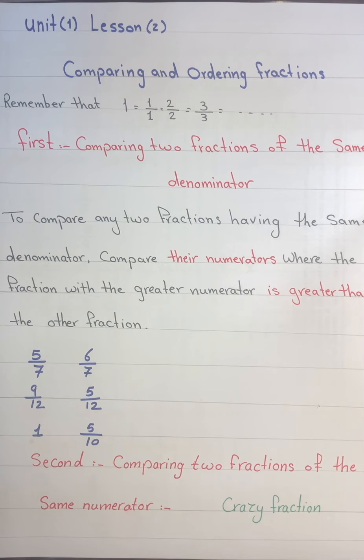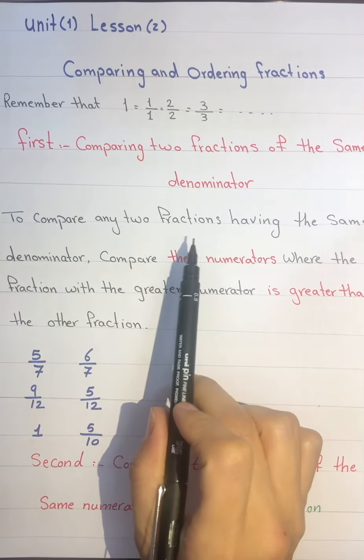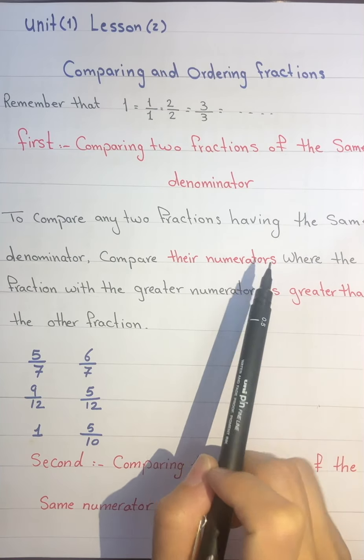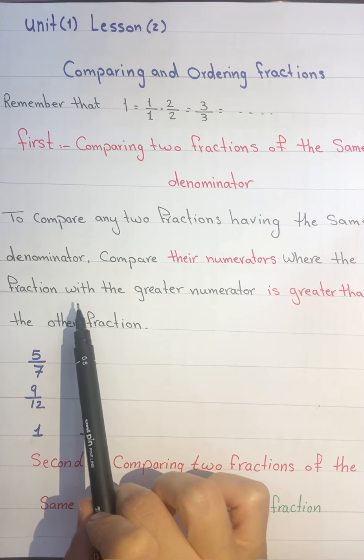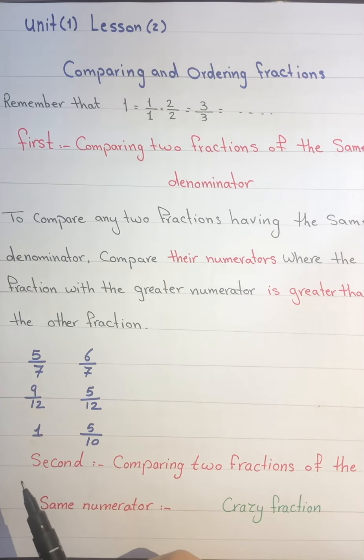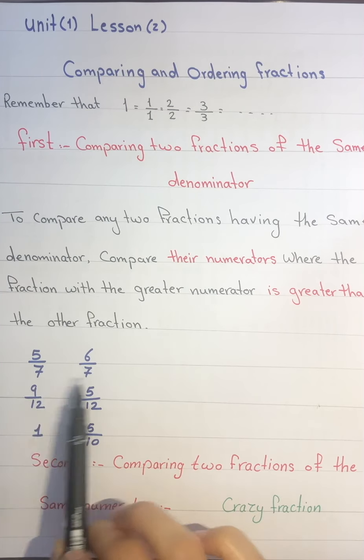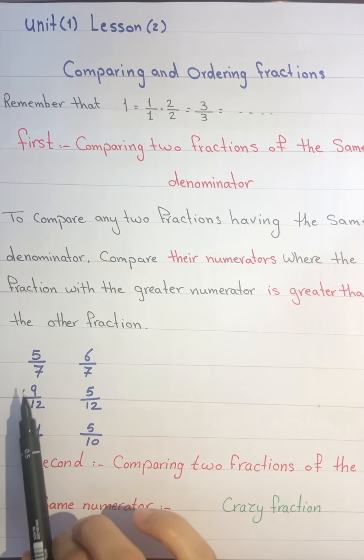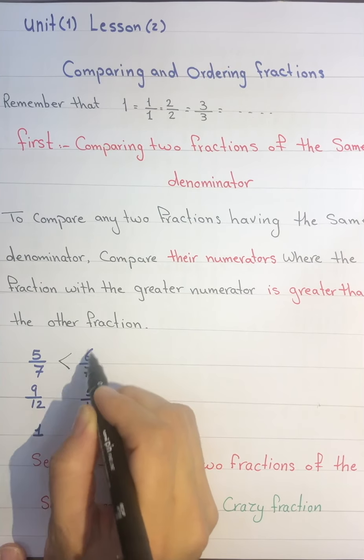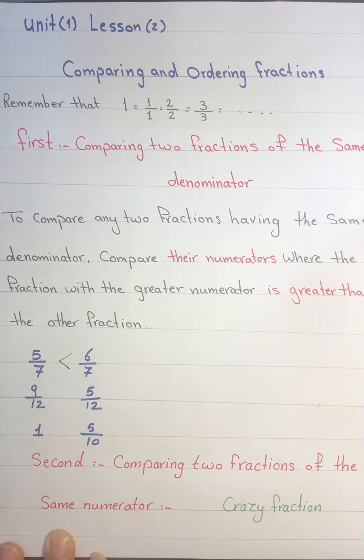First, comparing two fractions with the same denominator. To compare any two fractions having the same denominator, compare their numerators, where the fraction with the greater numerator is greater than the other. How do you do this? If they have the same denominator, look at this, 7 and 7, which is biggest, 5 or 6? It will be 6. Look at the numerator, the greater numerator will be the greatest fraction.